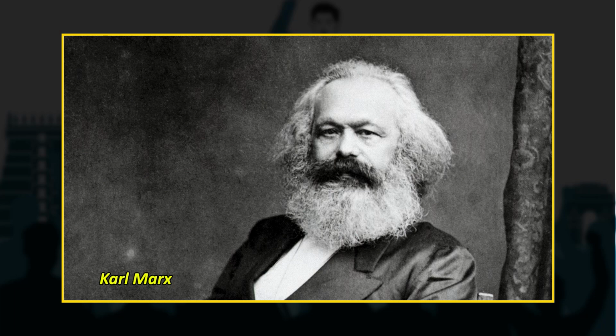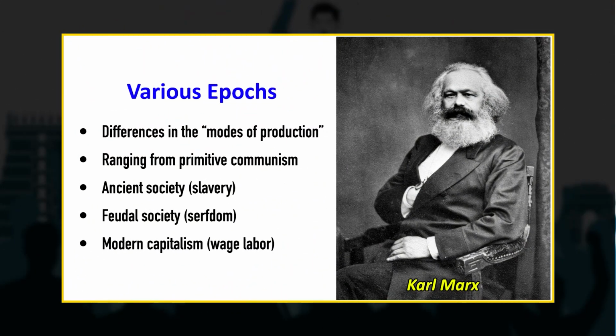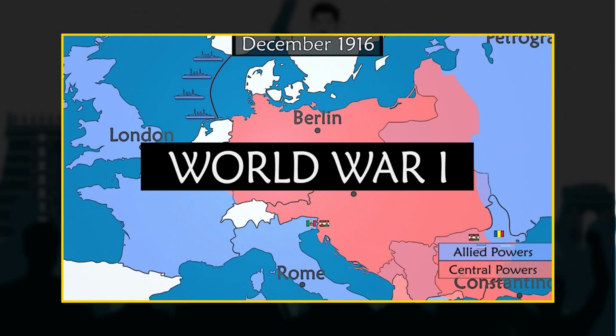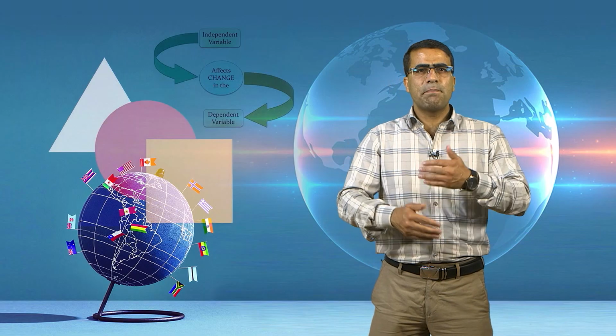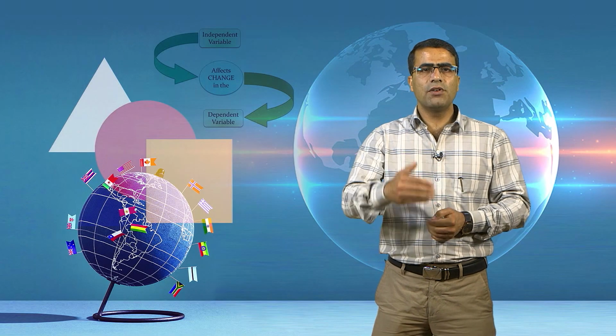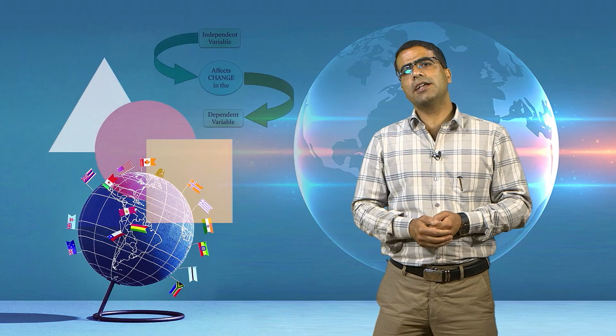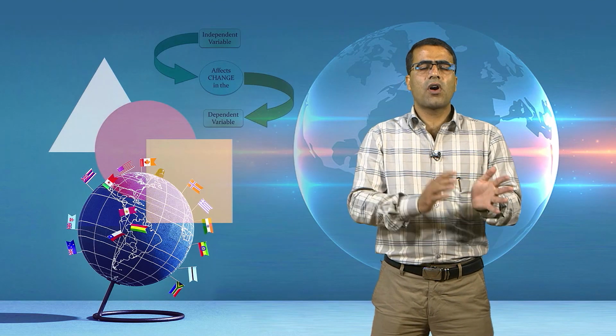Similarly, Karl Marx also drew heavily on comparative historical data. One example is his discussion on various epochs characterized by difference in the modes of production, ranging from primitive communism to ancient society based on slavery, to feudal society based on serfdom, and finally to modern capitalism based on wage labor. Following World War I, there appeared much criticism of the evolutionist perspective and consequently a movement away from cross-cultural analysis.